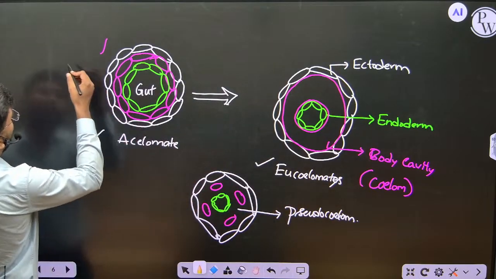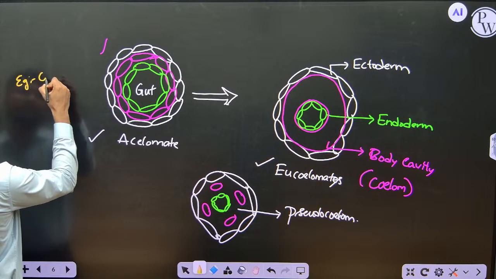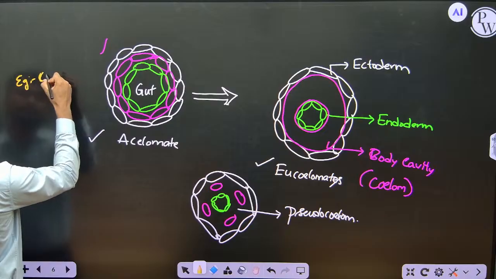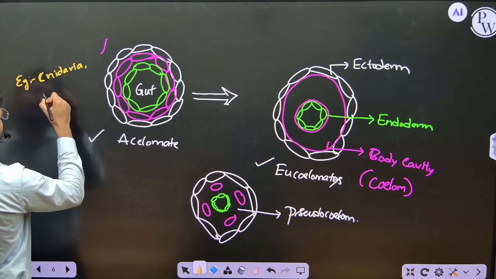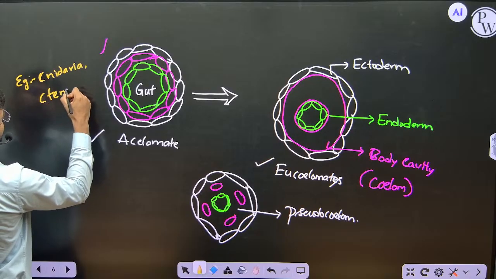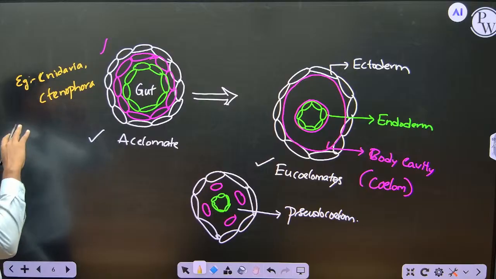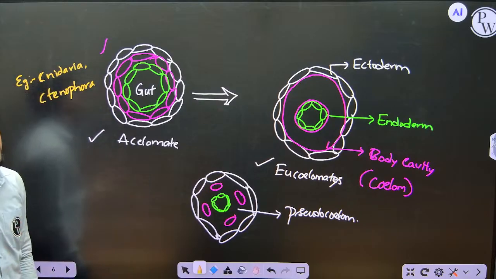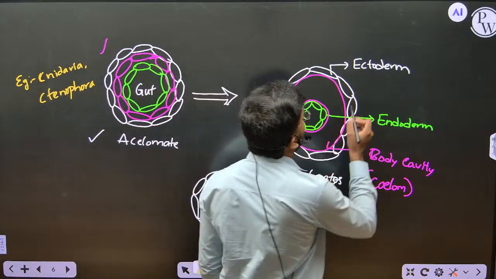Acoelomate. Examples for acoelomates are Cnidaria and Ctenophora. I already mentioned this, right? Cnidaria is also called what? Coelenterata. They can use Coelenterata also in the examination. It is fine. Next, eucoelomate.